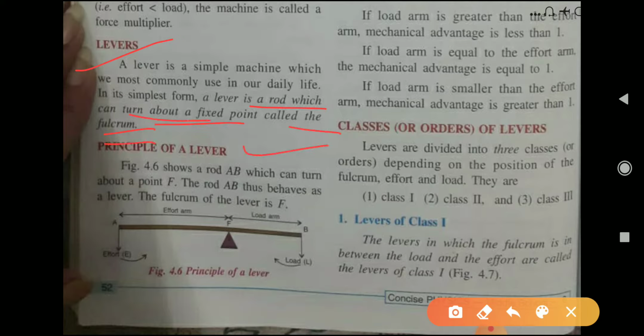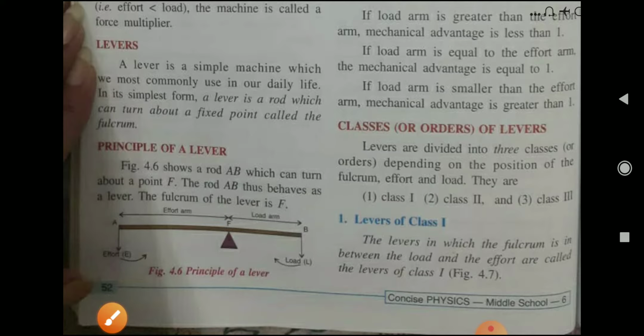Now, the principle of the lever. In this figure, you can see rod AB can turn about the fulcrum F. This F is the fulcrum of this rod, and this rod AB can turn about the fulcrum F. The rod AB thus behaves as a lever. Means this rod behaves as a lever, and this F is the fulcrum of this lever.